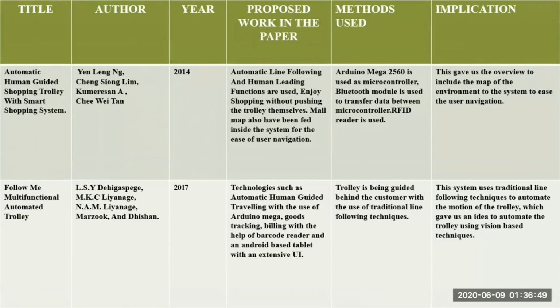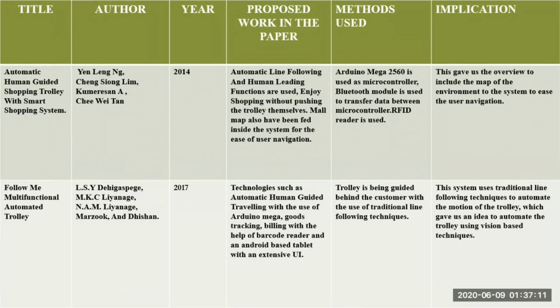Moving on to the next paper, that is the automatic human guided shopping trolley with smart shopping system. This paper was published in the year 2014. The proposed work in this paper says that there will be a line drawn all over the shopping mall, and the map of the entire mall is already fed into the trolley.